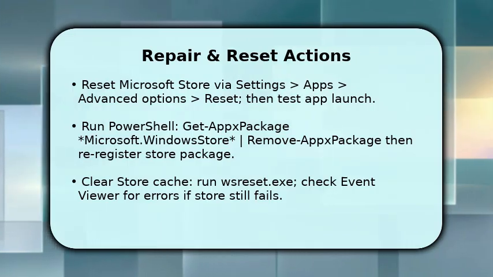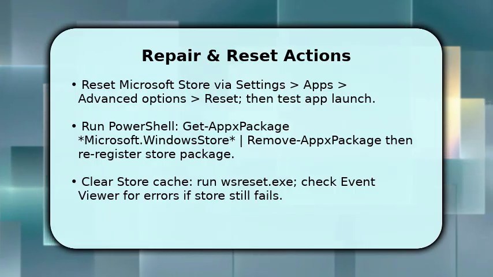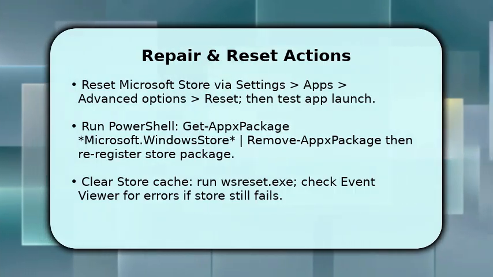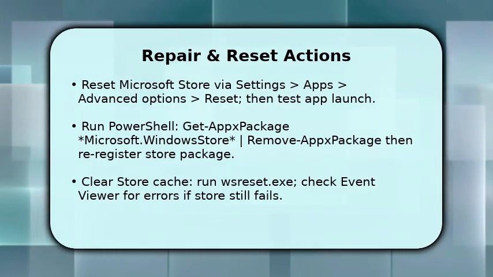Then run WSReset.exe to clear the cache and eliminate stale entries. While doing this, watch Event Viewer for related errors. That log explains whether permissions, package family, or service issues remain.